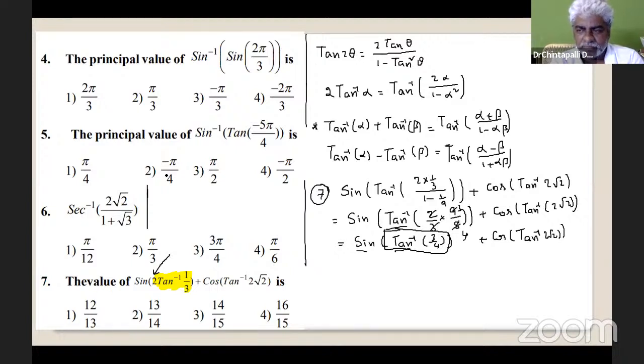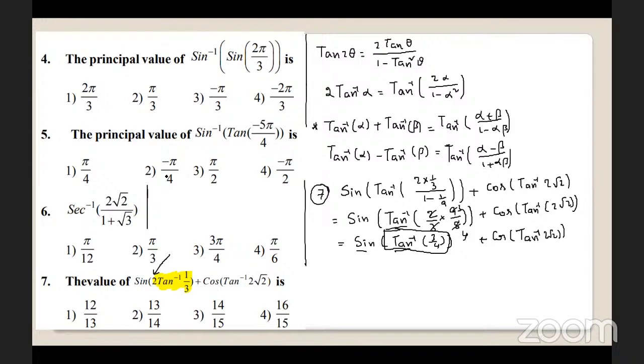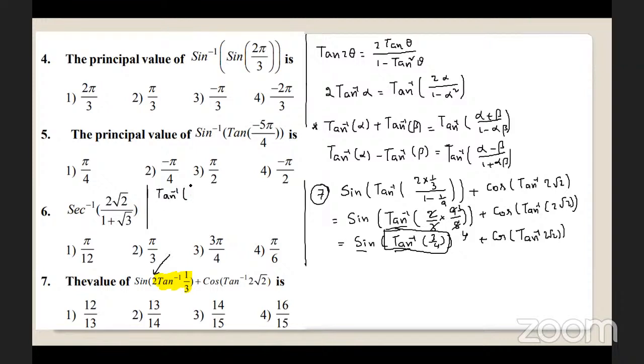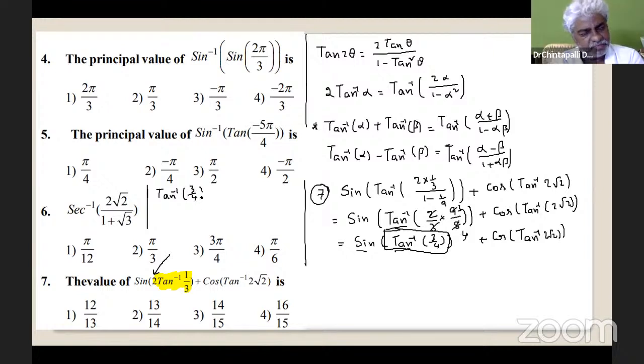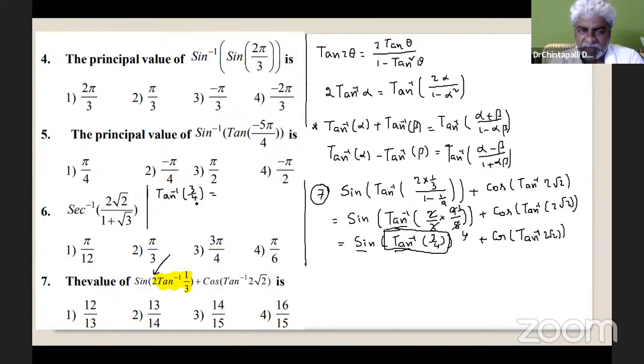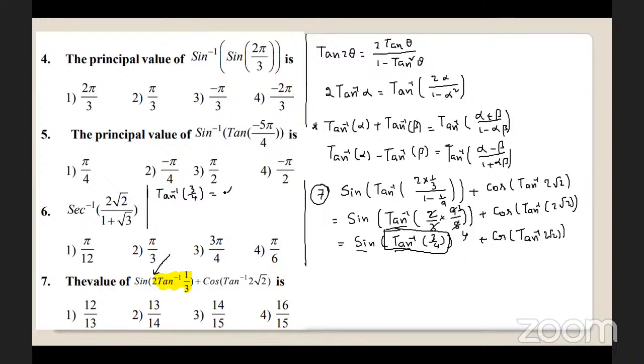Tan inverse of 1 is 45 degrees. But we can't say tan inverse of 3 by 4 directly, right? In the list, there is no 3 by 4. The list has 0, 1 by root 3, 1, root 3, undefined. 3 by 4 is not there in the list. That's why let us take this value as alpha.